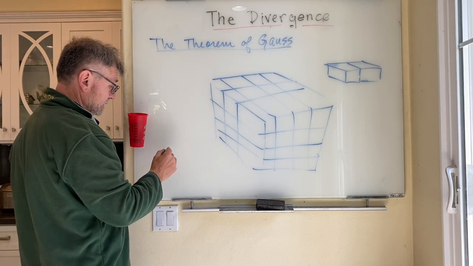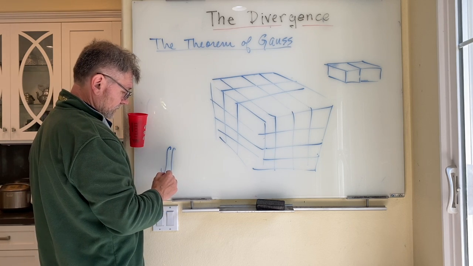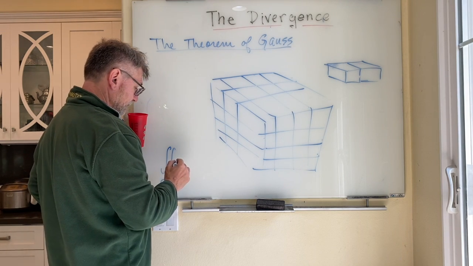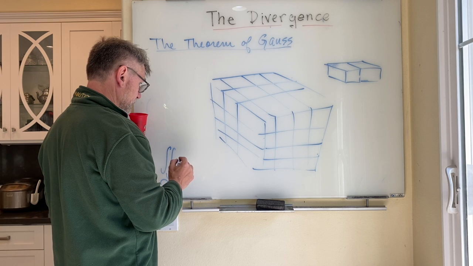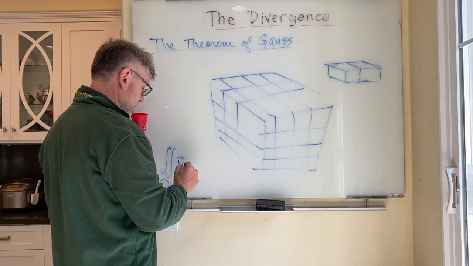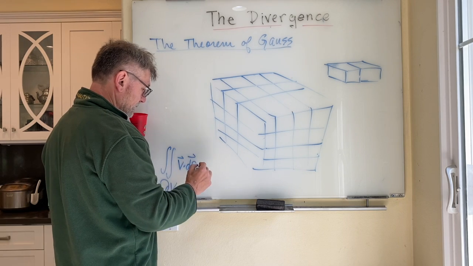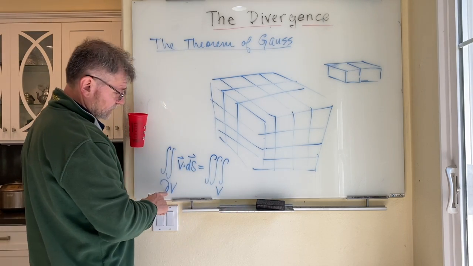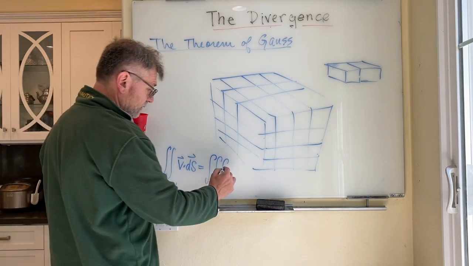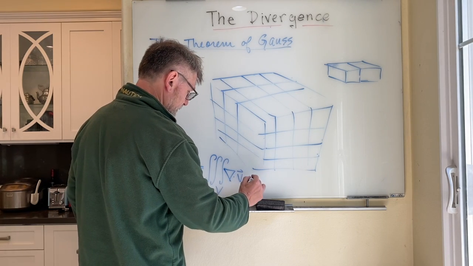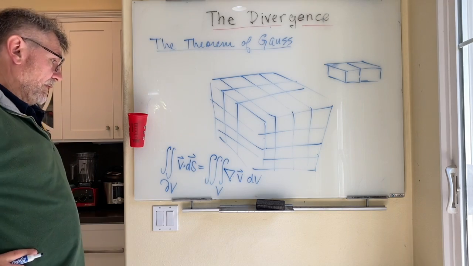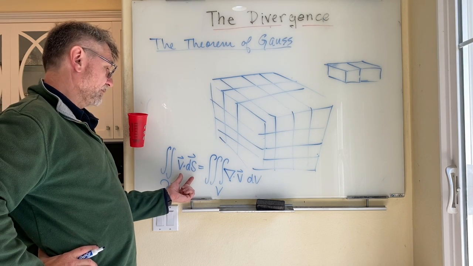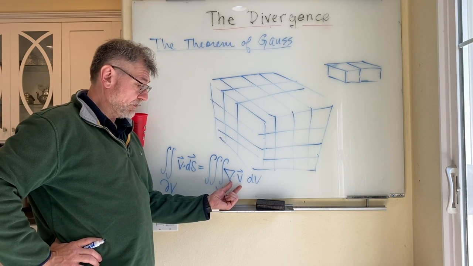It says that the area integral, and I'll call it through the surface of a volume, of V dotted with dS is equal to the volume integral. So this is the surface of the volume, and this is the actual volume, of the divergence of V. So in other words, if you integrate over the whole volume the divergence, all you get is the flux out through the surface.